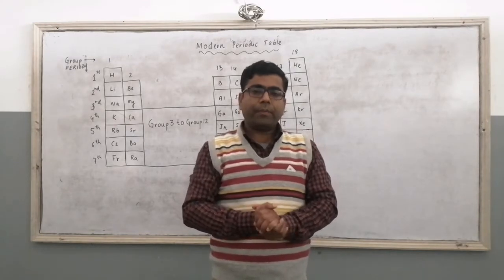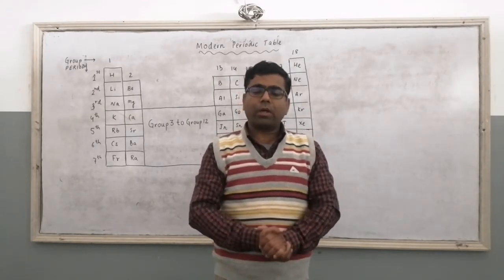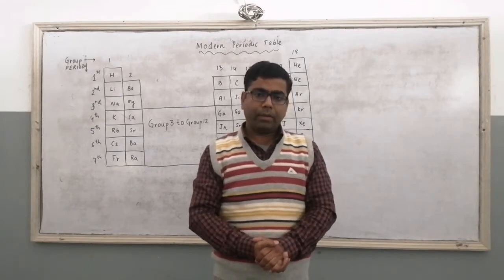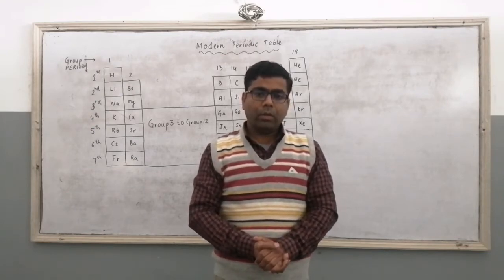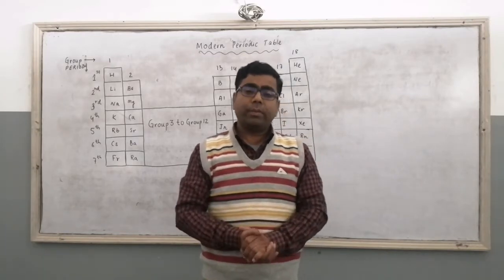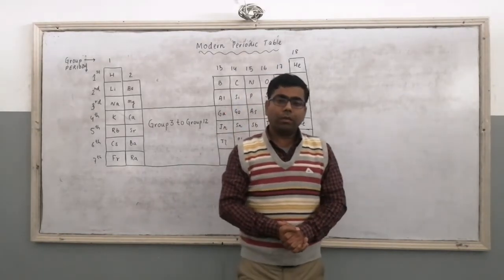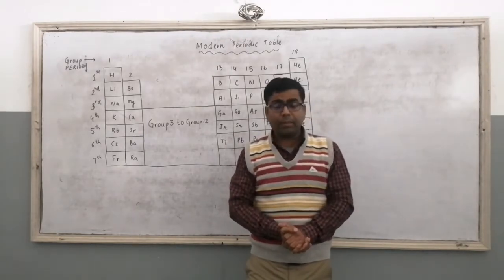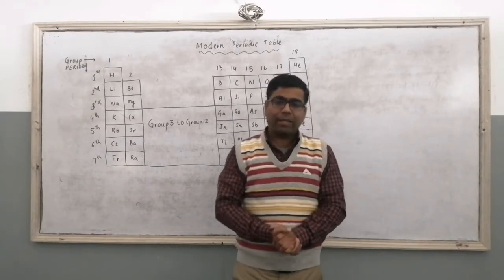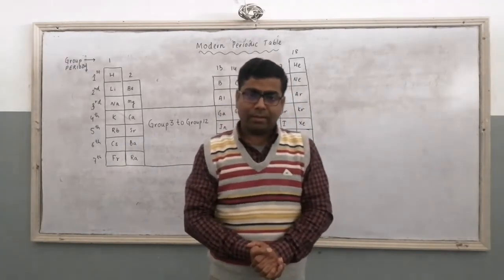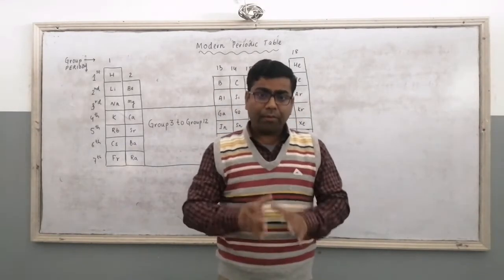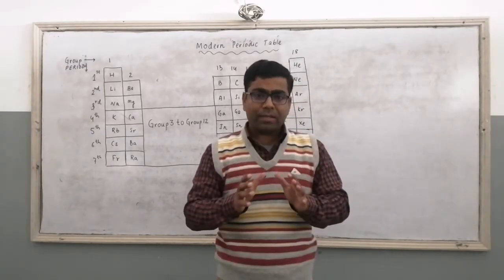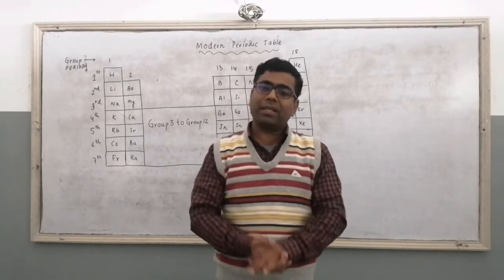In today's lecture, we will talk about the modern periodic table. The present form of the periodic table is called the modern periodic table. In this table, 118 elements are arranged, which means 118 elements are placed in the modern periodic table.